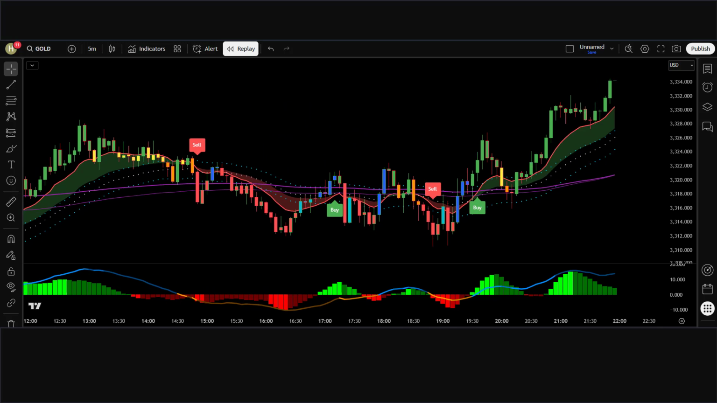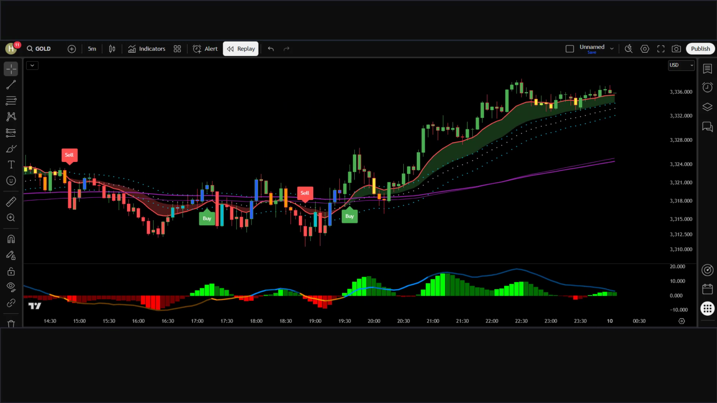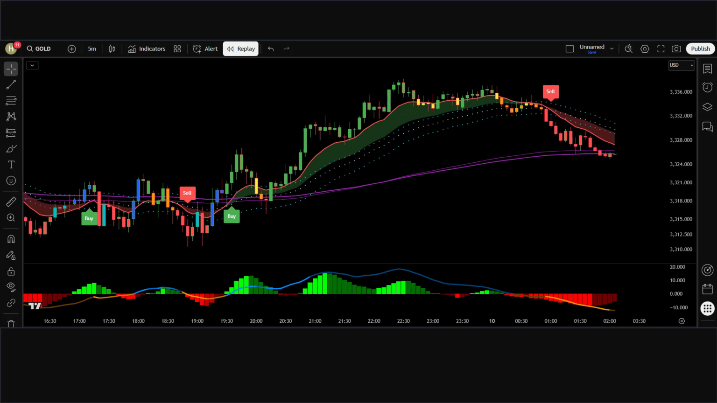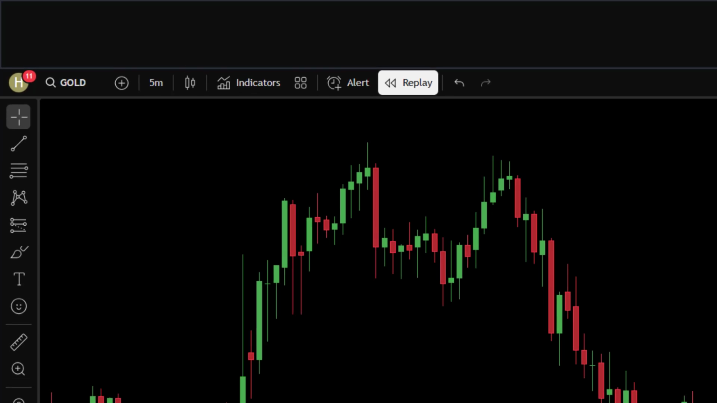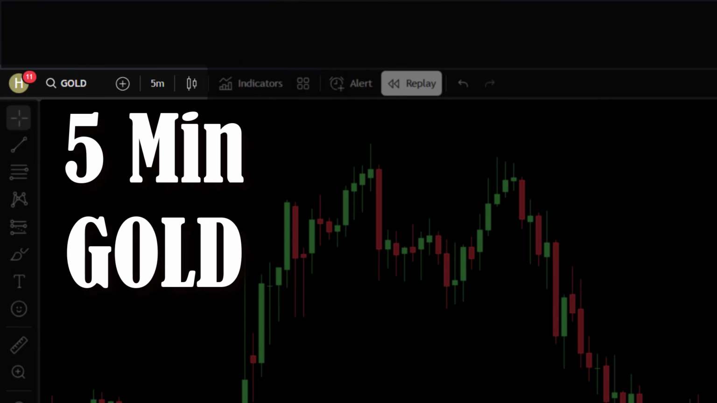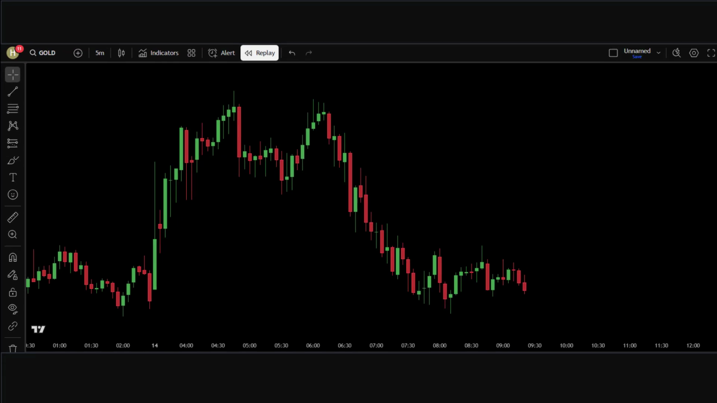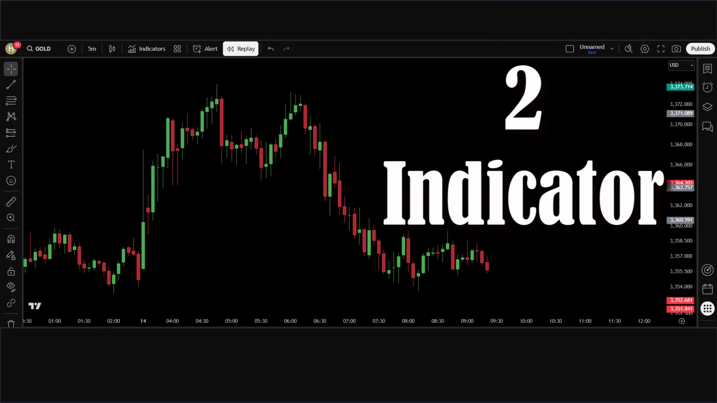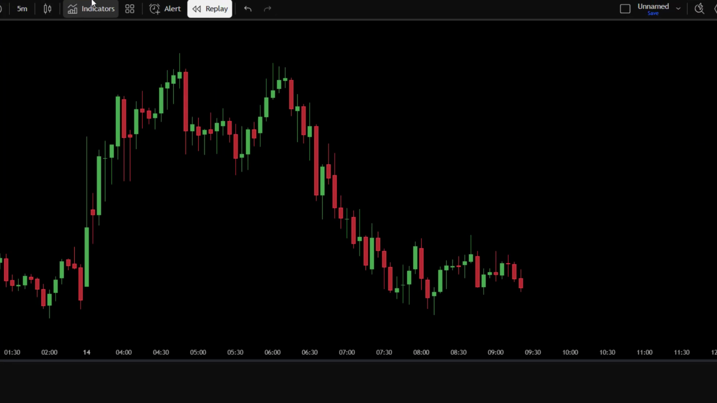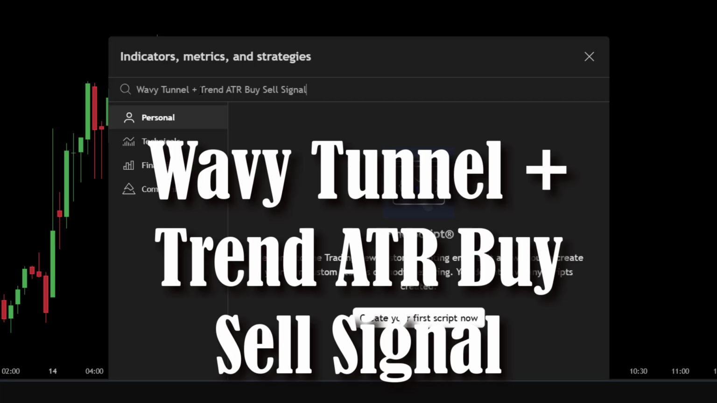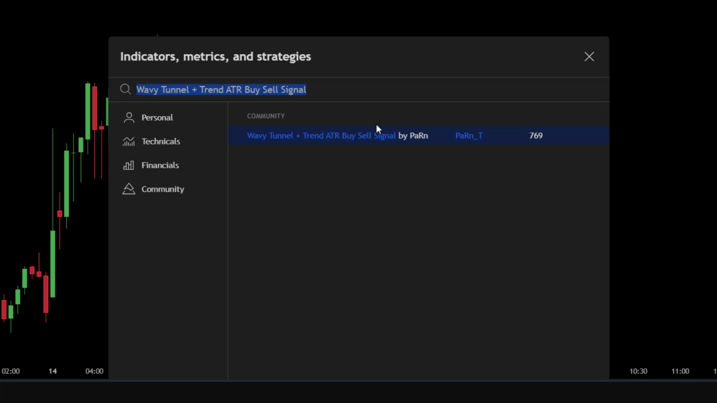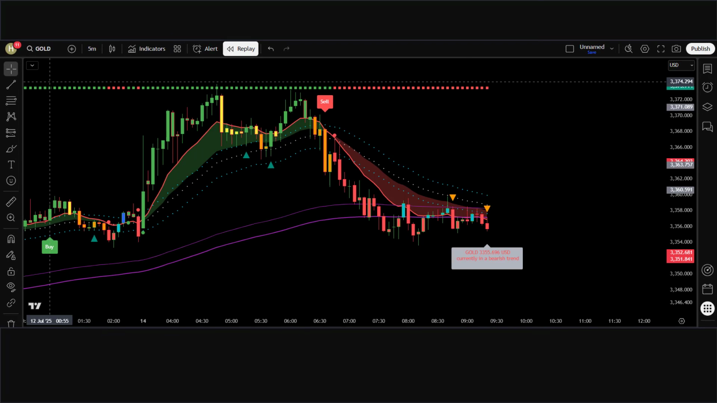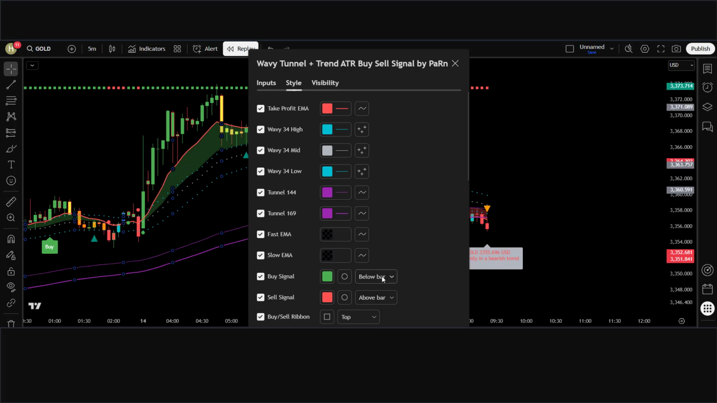So if you're ready to trade with structure, momentum, and precision, give the Wavy Tunnel plus Trend ATR strategy a try. Let's get started. We are going to test this strategy on the 5-minute frame and gold chart. In this setup we would require two indicators. First indicator name is Wavy Tunnel plus Trend ATR buy sell signal. Keep the indicator settings as I have shown here.